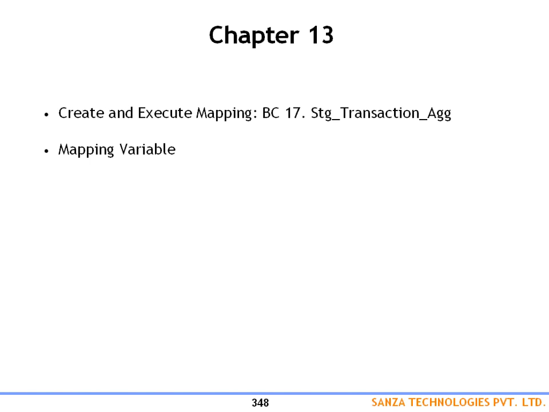Now we are going to discuss chapter 3, to extract data from the source transaction_AGG table and load the data into the staging transaction_AGG table. Here we are going to discuss the concept called mapping variable.